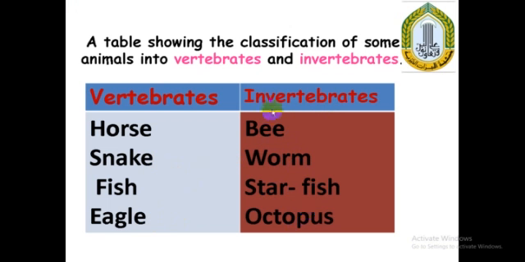Again, how do we write the title? We look at the subtitles, and we can refer to the question to know if it's a classification table or not. So our title in this case is a table showing the classification of some animals into vertebrates and invertebrates. Excellent job. Don't forget to correct using a green pen. Now let's see what you have to do as homework.